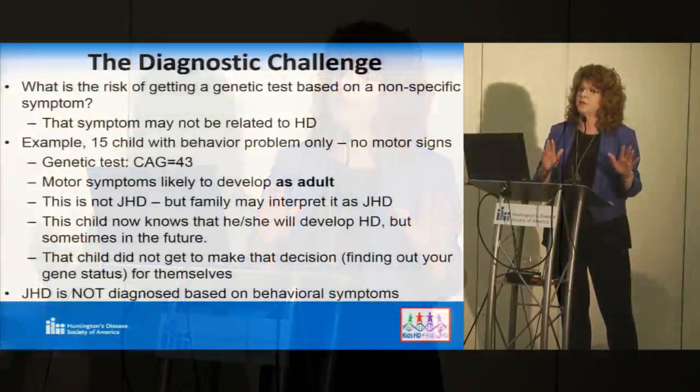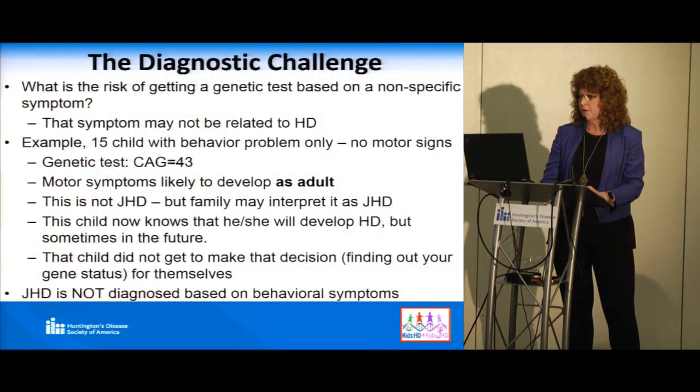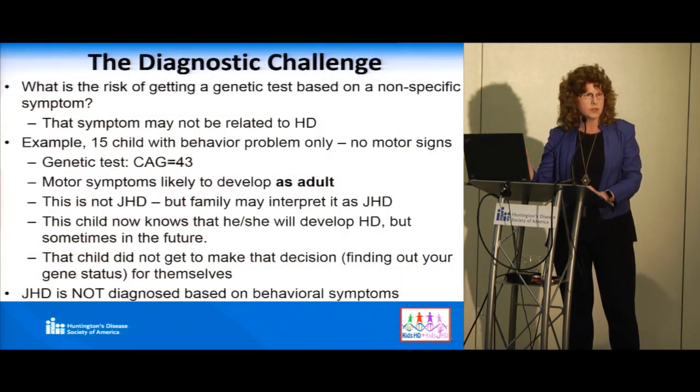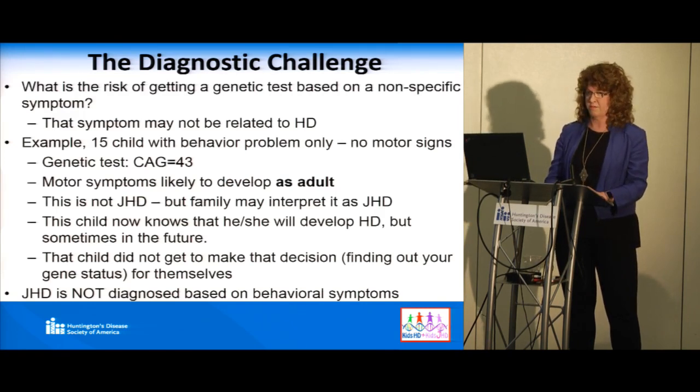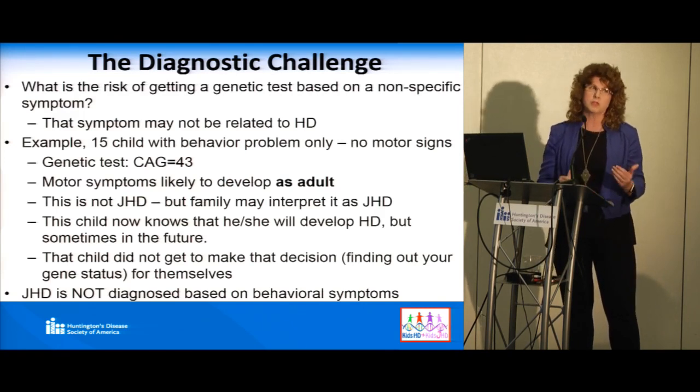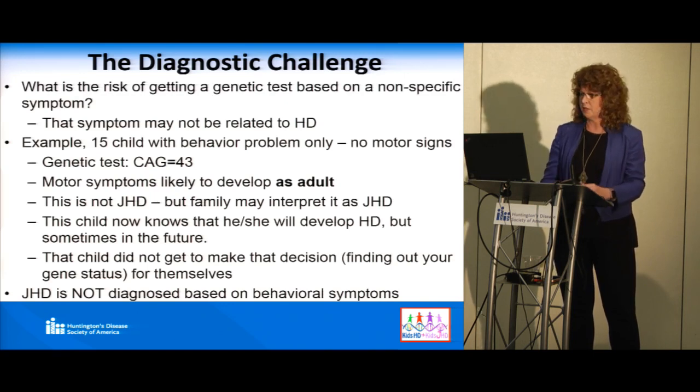So the risk of getting a genetic test based on a non-specific finding, like behavior, is that that symptom won't be related to HD. That's the risk. So here's an example. You have a child, 15 years of age, with behavior problems. No motor signs. Maybe some subtle motor signs, but nothing significant that the neurologist is going to say is relevant. And because of those behaviors, the neurologist goes ahead and gets the test. And the CAG repeat is 43. Now remember, there are no motor symptoms, so this child has not yet had onset.